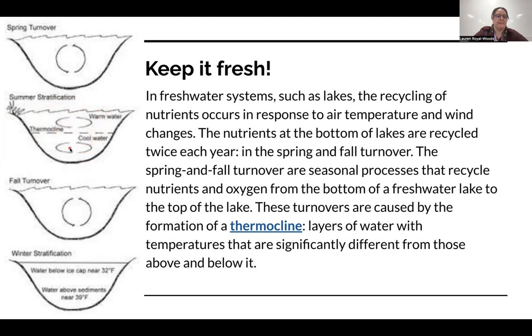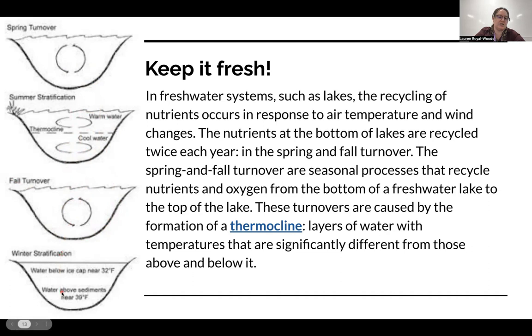This causes these turnovers because it will flip-flop. The warm water and the cold water flip-flop, and that causes the turnover. Therefore, during spring turnover and fall turnover, the nutrients get stirred up in a lake, and the oxygen and the nutrients get redistributed so that creatures can continue living in there.